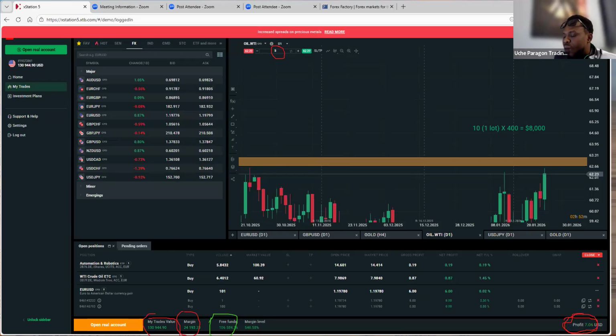Your free margin will be the same as your equity and balance. So if you have a trade that's going on and you want to make a withdrawal, don't pay attention to your balance. Pay attention to your free margin and your equity. That is the real money that you have in trading.